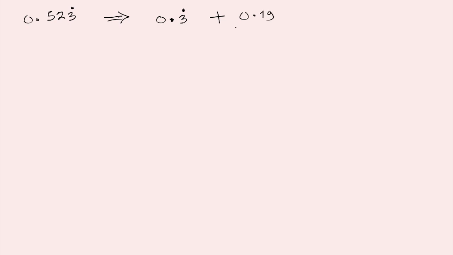So that way you'll be able to separate your decimal places into the repeating numbers and the non-repeating numbers, and then you can convert into fractions independently. So the number of repeating numbers here is 1. So we know that this is going to be equal to 3/9 plus 0.19, two decimal places here. We have to multiply the numerator by 100 and the denominator by 100, and that's going to be 19/100.